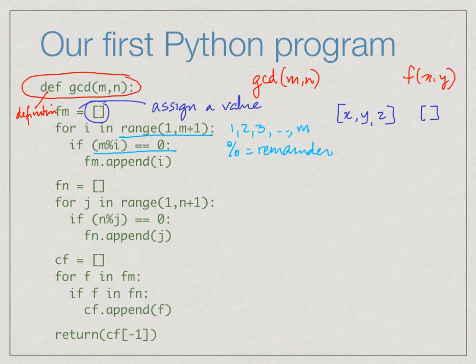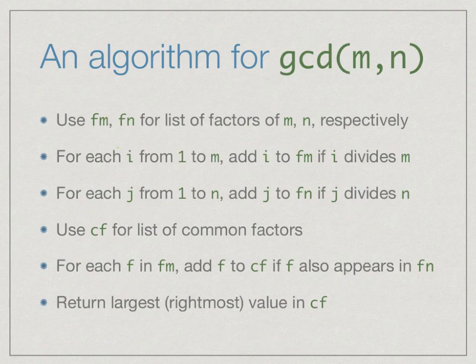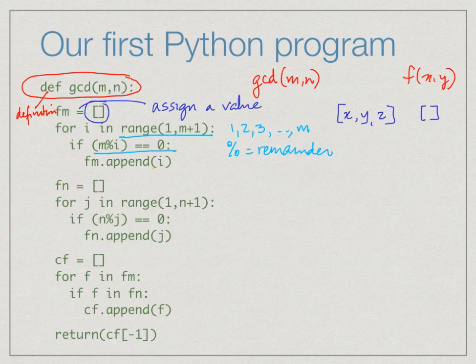This is exactly what we wrote informally in the previous example. We just said that for each i from 1 to m, add i to fm if i divides m. And now we have done it in Python syntax. So we have defined an empty list of factors, and for each number in that range, we have checked if it is a divisor and then added it. And now here we do exactly the same thing for n. So we start with the empty list of factors of n. For every j in this range, if it divides, we append it.